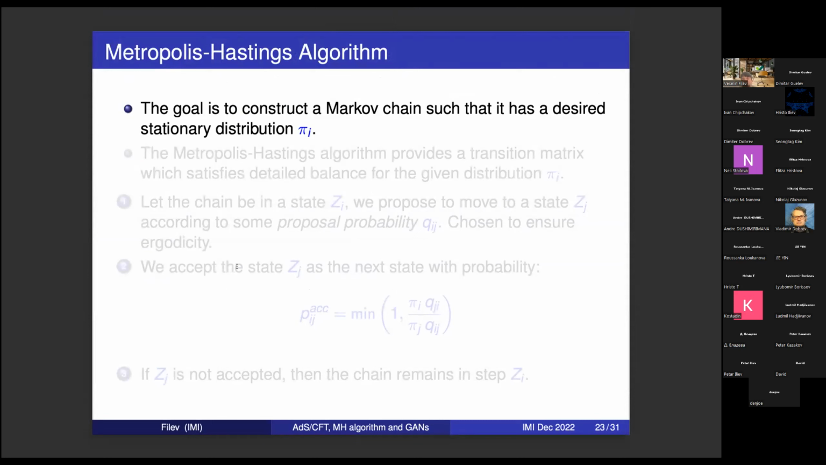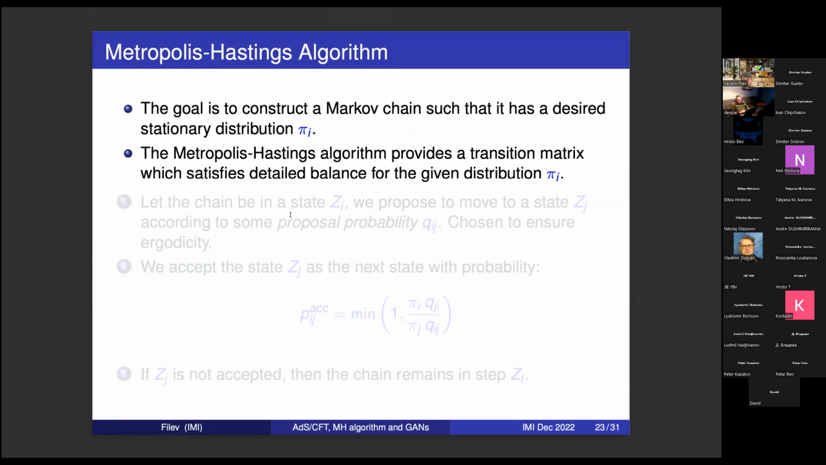So the goal is to construct a Markov chain such that it has the desired stationary distribution PI. That's the goal of this algorithm. You know the distribution, but you don't know the transition probabilities, and you can still construct them. The Metropolis algorithm will provide this transition matrix. Now I'm going to describe the steps of the Metropolis algorithm. It will provide a transition matrix that satisfies the detailed balance condition.